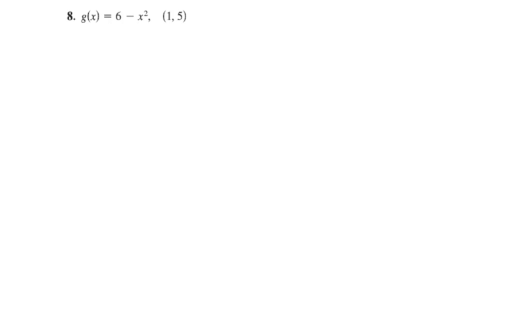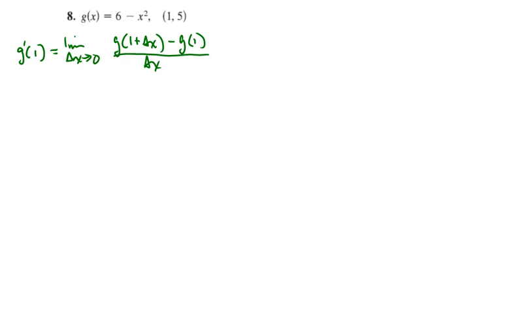Okay, with problem number 8, we're looking for the slope of the tangent line to the function g of x is equal to 6 minus x squared when x is equal to 1. And so we'll write what we're interested in, that g prime means the slope of the tangent to the g function when x is equal to 1. And our formula, as always, begins with limit as delta x approaches 0 of g of 1 plus delta x minus g of 1 over delta x.